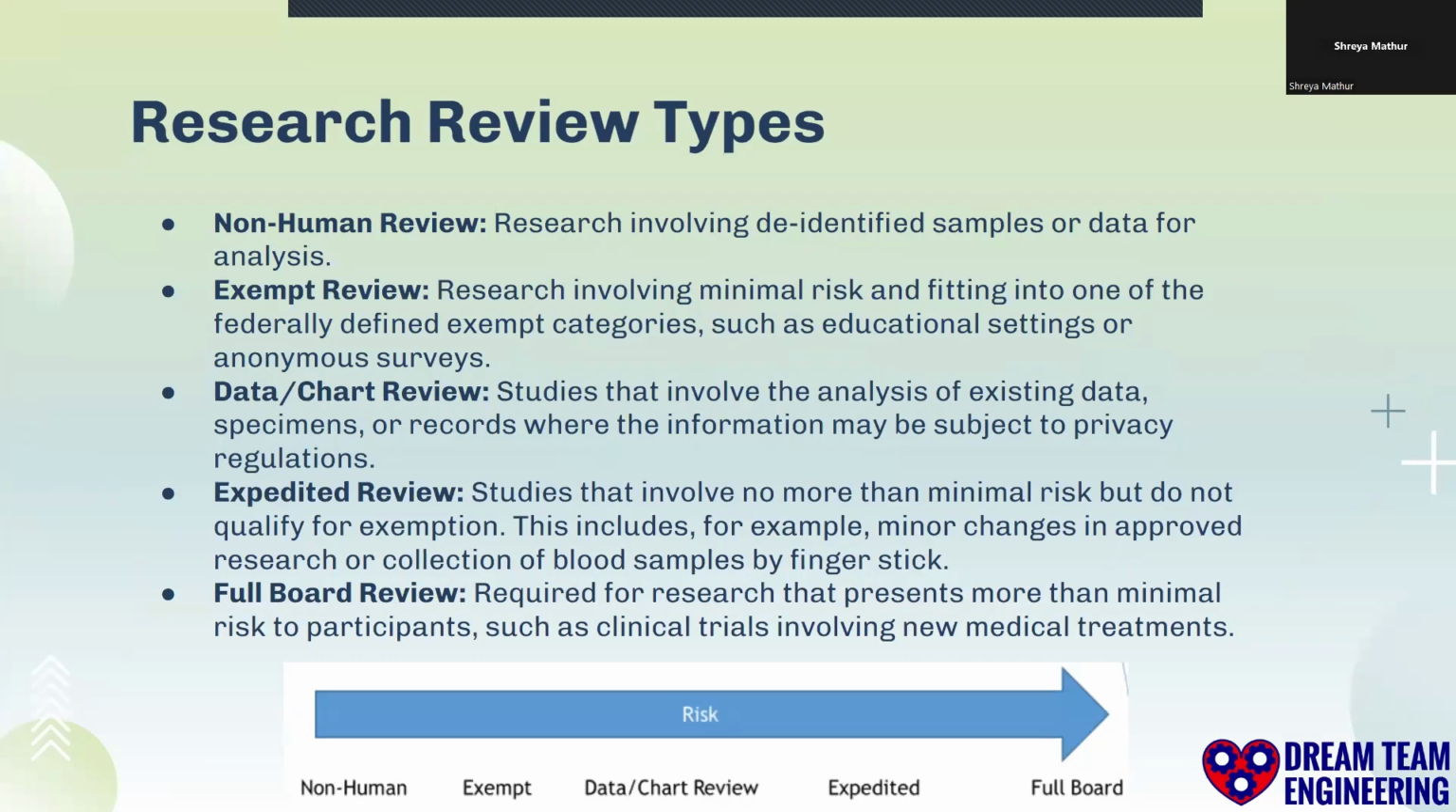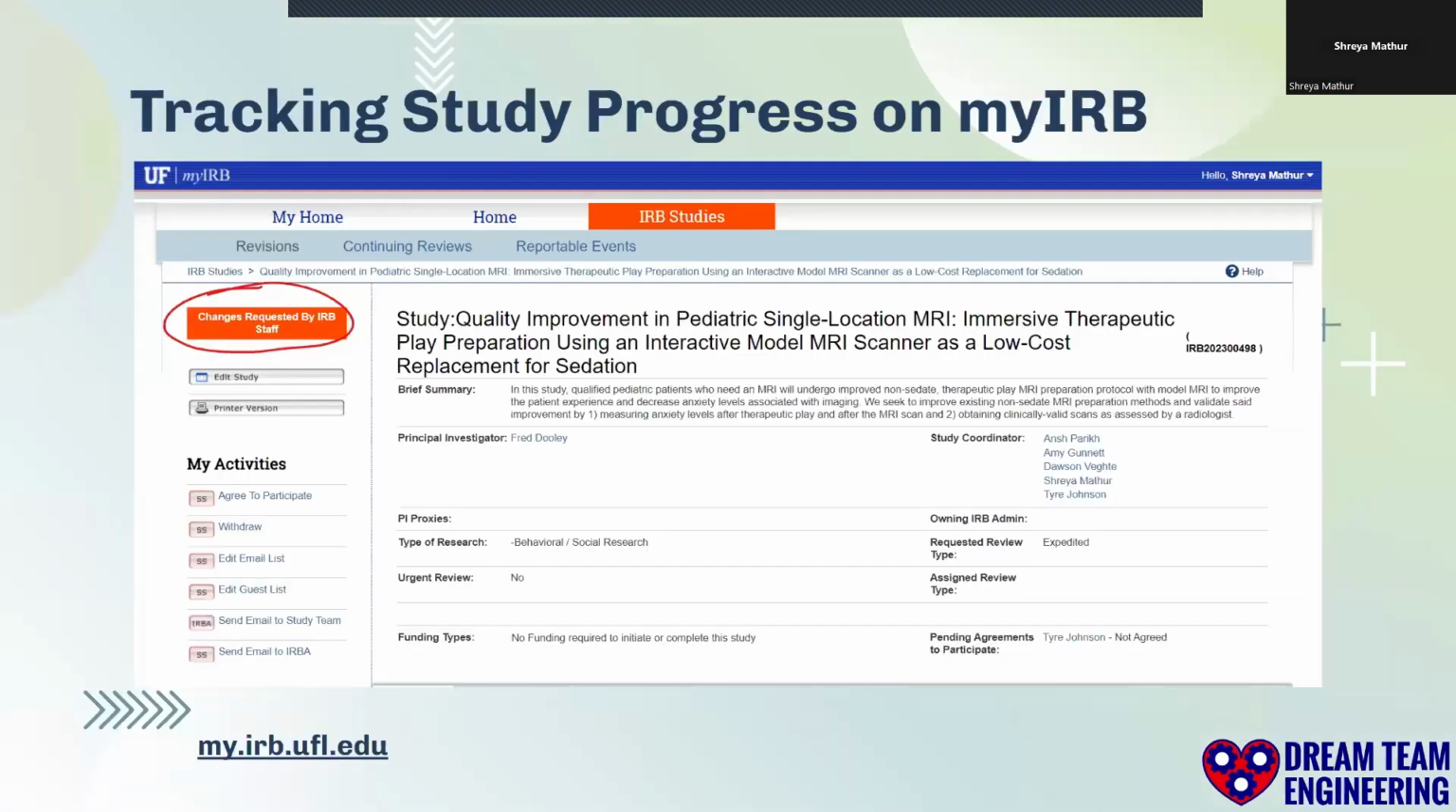Expedited review is for studies that are no more than minimal risk, but don't qualify for exemption. For example, if you're taking their blood samples through a finger stick, something very minimal risk, not too bad. And then full board review is for clinical trials, new medical treatments, when you're having them take a drug or whatever. They're more than minimal risk, and yeah.